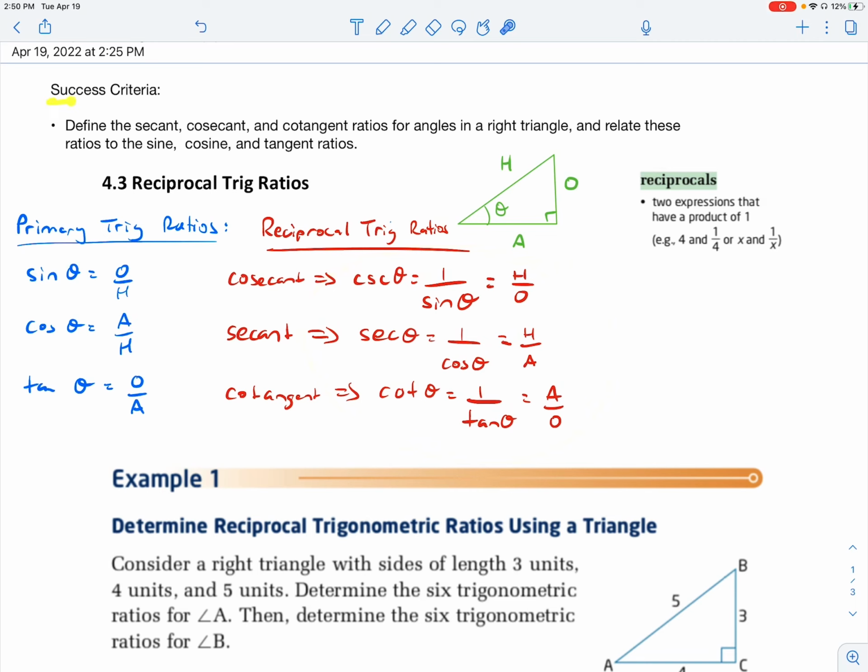All right, let's go over our success criteria. So it says, I can define the secant, cosecant, and cotangent ratios for angles in a right triangle and relate these ratios to sine, cosine, and tangent ratios. So basically, our success criteria is, can we come up with the reciprocal trig ratios for a right angle triangle? And what's the relationship between these and these? Well, it's easy. They're just the reciprocal of each other.